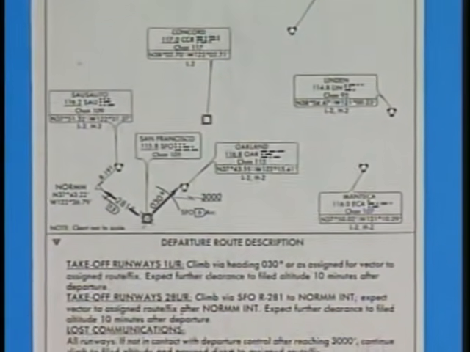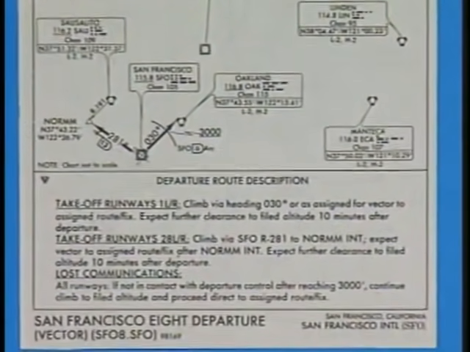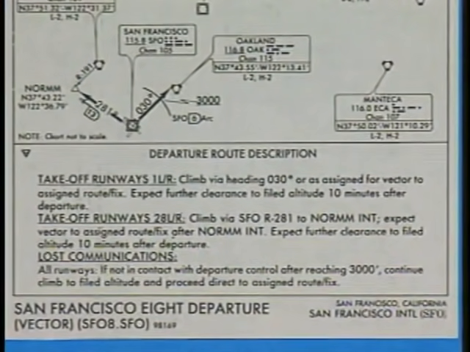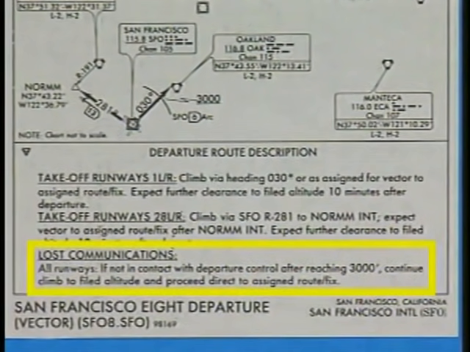Vector DPs require two-way radio communication, and the lost communications procedures detailed in the FARs apply unless lost comm procedures are published for the departure. In the case of the San Francisco 8 departure, if communication is lost, you must comply with the procedure titled Lost Communications.